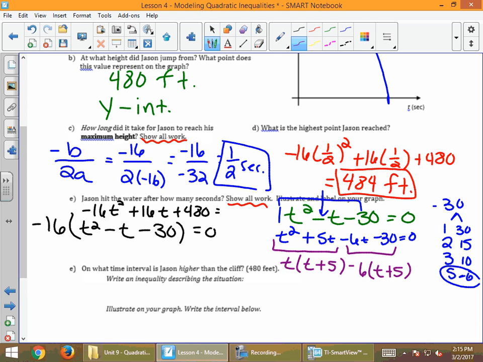And we took out a negative, then you have a negative 6, that changes that middle sign. And then we write them together. What's going to go in the first parenthesis? T minus 6. What's going to go in that second parenthesis? T plus 5. But we're solving. So what do we get for t when we solve each of those parentheses?